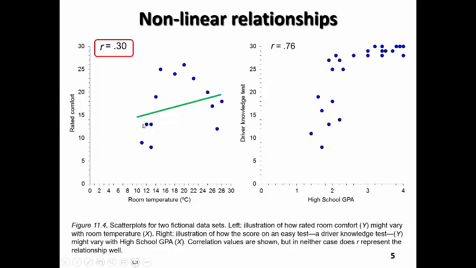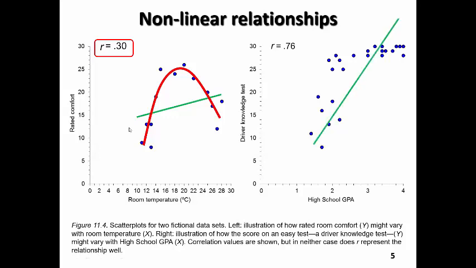But if we take a look at the blue, as x increases from left to right, we see that there's an increase in rated comfort where it peaks, and then it starts to decrease again. And in this situation, a nonlinear curve would actually yield a larger R value. And so, depending upon the nature of the two variables, researchers may opt to use a line of best fit, a straight line, or some sort of nonlinear function to best describe the relationship between room temperature and rated comfort.